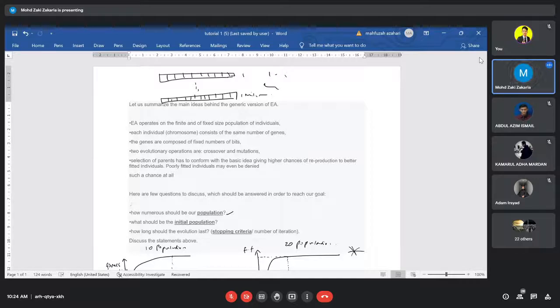And then, because we set just 8 genes, it means 8 bits. So the maximum value for 1111 is equal to what? 2, 4, 6, 7, 8. If 01 equals 1, 10 equals 2, 11 equals 3.